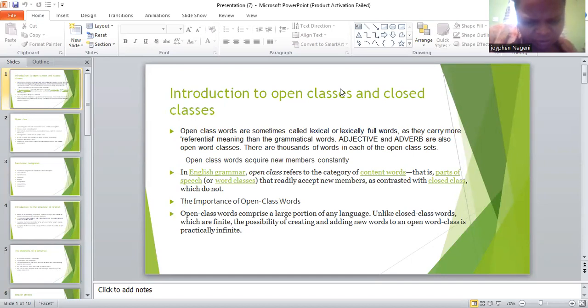The importance of open class words. Open class words comprise a large portion of any language. Unlike closed class words, which are finite, the possibility of creating and adding a new word to an open word class is practically infinite. The next topic, topic 2.